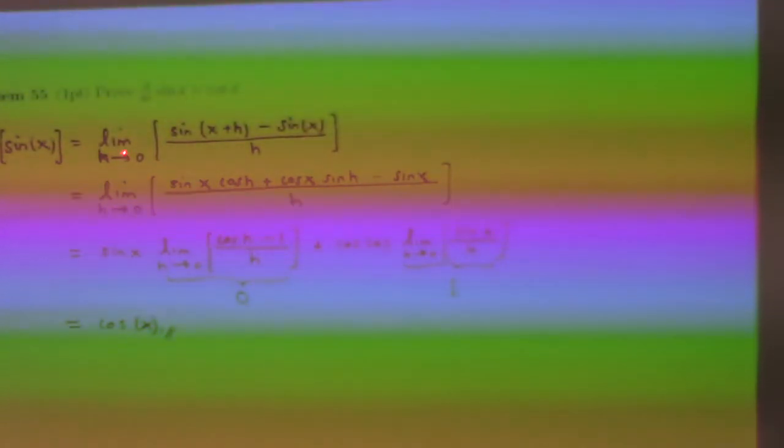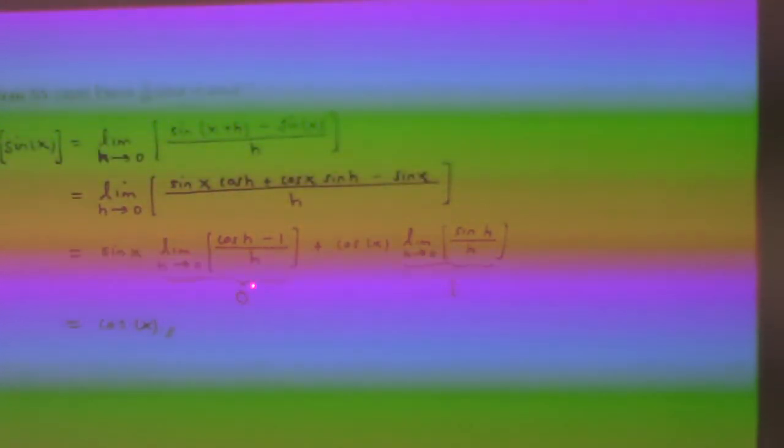If I asked you to prove that the derivative of sine was cosine, or that the derivative of cosine was minus sine on the test, you're allowed to assume that it's known that this limit is 0 and that limit's 1. And typically in the statement of the problem on the test, I would actually put in that it's known that this is that and that is that.